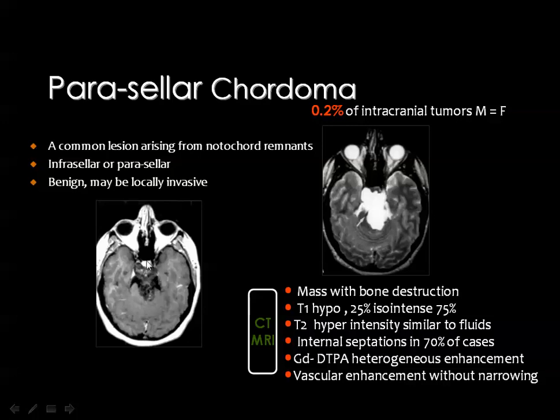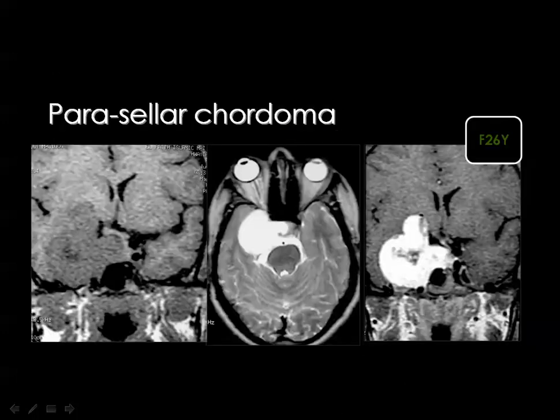In the T1, you see a lesion of mixed signal intensity, and in the T2 weighted image, you see hyperintensity similar to fluids. And if you inject a contrast, the lesion will show a heterogeneous pattern of contrast enhancement. Then this is a good example of a parasellar chordoma.